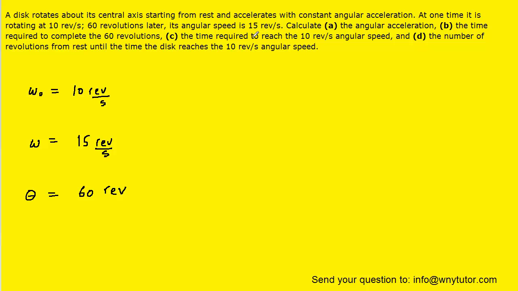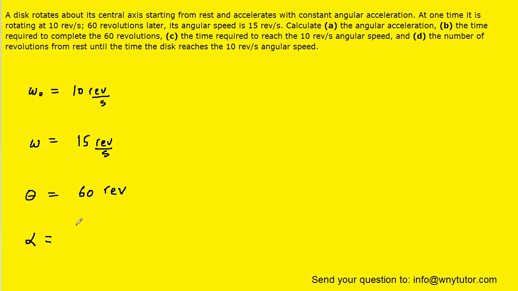So it makes the most sense, at least for part A, to say that the initial angular speed is the 10 revolutions per second, and then the final angular speed is 15 revolutions per second. And then we were also told that the angular displacement was 60 revolutions. And for part A, we're being asked to calculate the angular acceleration.